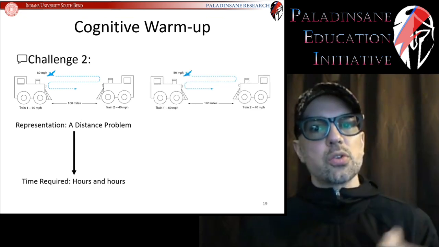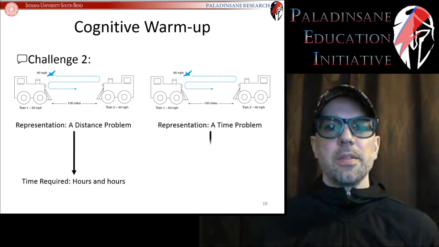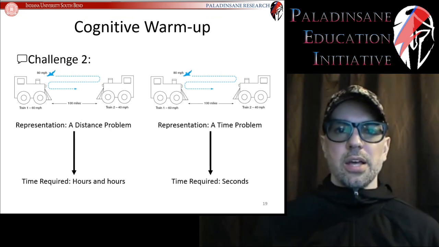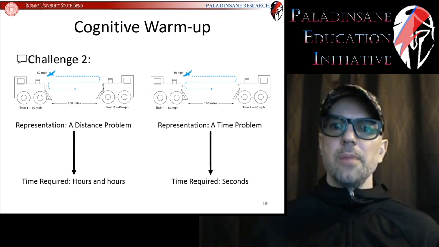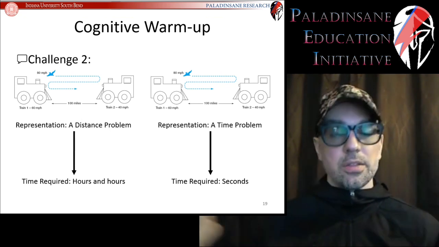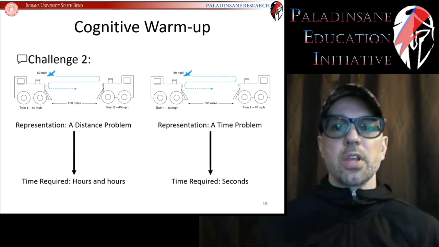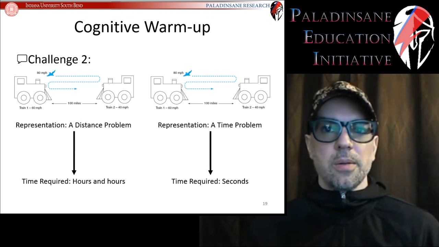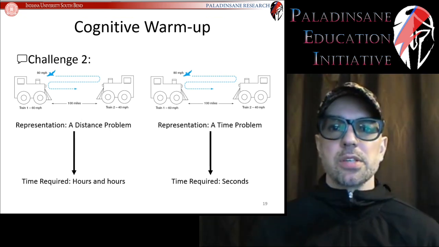If you restructure your representation and restructure it as a time problem, then all of a sudden it's seconds to solve this problem. Because if these two trains are going at 60 and 40 miles an hour and they're 100 miles apart, they're going to collide in 1 hour. They're traveling towards each other at 100 miles an hour. They've got 100 miles to go. They're going to travel for 1 hour. If this bird is traveling 80 miles an hour, it can cover 80 miles in an hour. And there we have our problem solved.